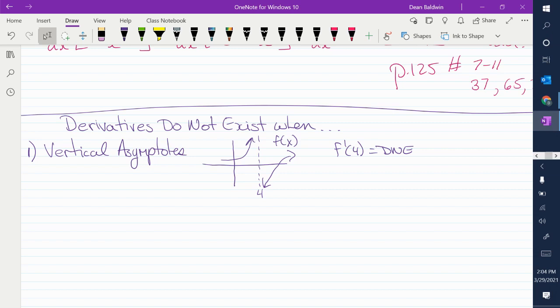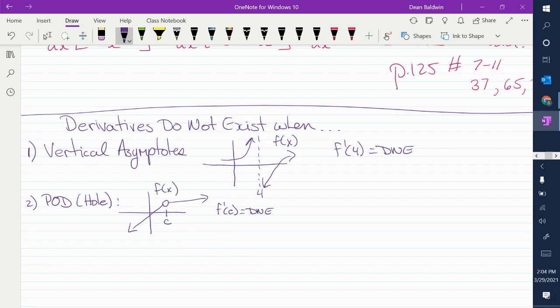So if you take that, can you think of another one where a derivative wouldn't exist? Sorry? A pod or a jump, both of those. So we'll do pods first. I'll even write it as a pod. Point of discontinuity, or a hole, or an undefined point, whatever you want to call it. So if you have a graph with a hole in it, I'm going to put C for constant because I don't like putting specific numbers. So f prime of C does not exist because there's no point there. So you can't draw a tangent line. Just if you think of it that way, that you cannot draw a tangent line, it makes sense.